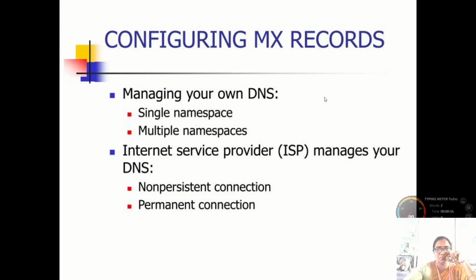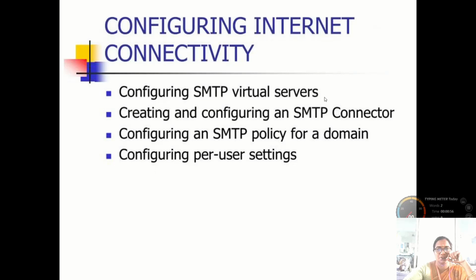Configuration: MX records, managing your own DNS, Domain Name System. So you have single namespace and multiple namespace. The Internet service provider manages your DNS, with non-persistent connection and permanent connection. Configuration: configuring internet connectivity, configuring SMTP virtual servers, creating and configuring an SMTP connector, configuring an SMTP policy for a domain, configuring per user settings.